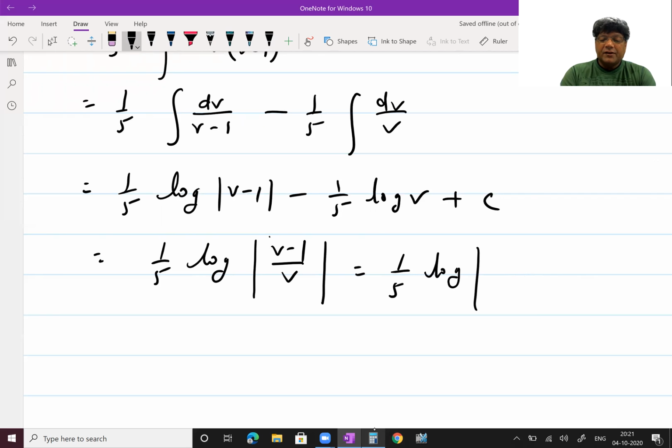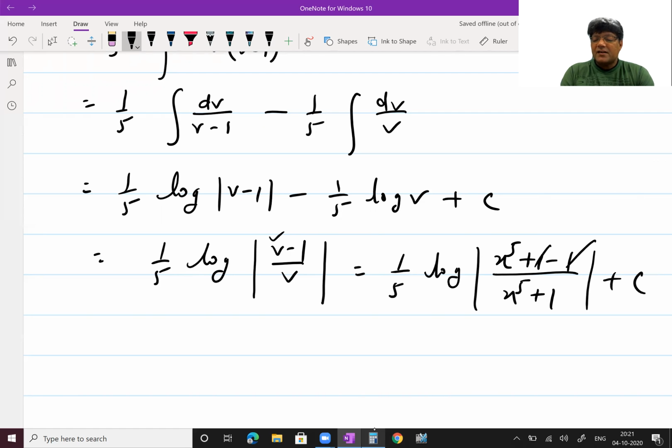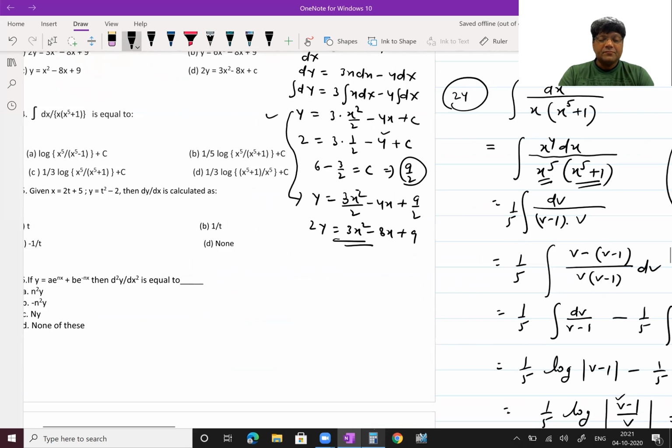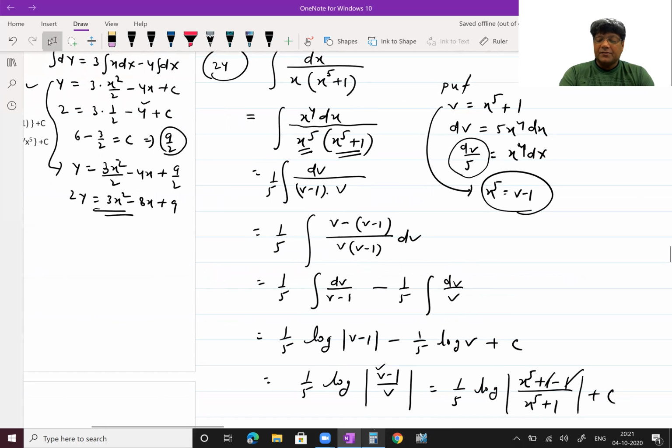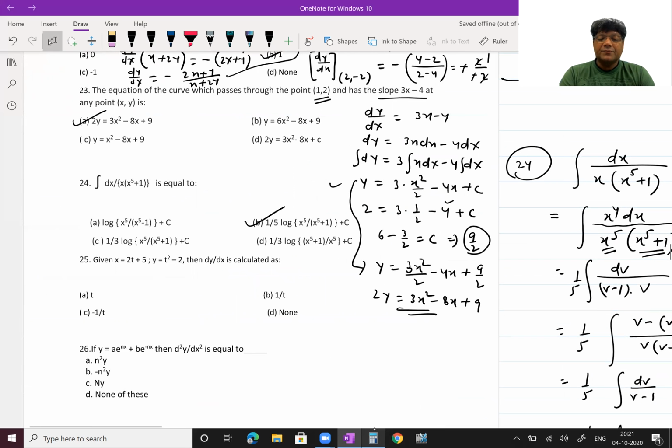This V value is x^5 + 1. So (x^5 + 1 - 1) by (x^5 + 1) + C. So this 1 cancels. Your answer will be x^5 by x^5 + 1, 1 by V. Your answer is option B.